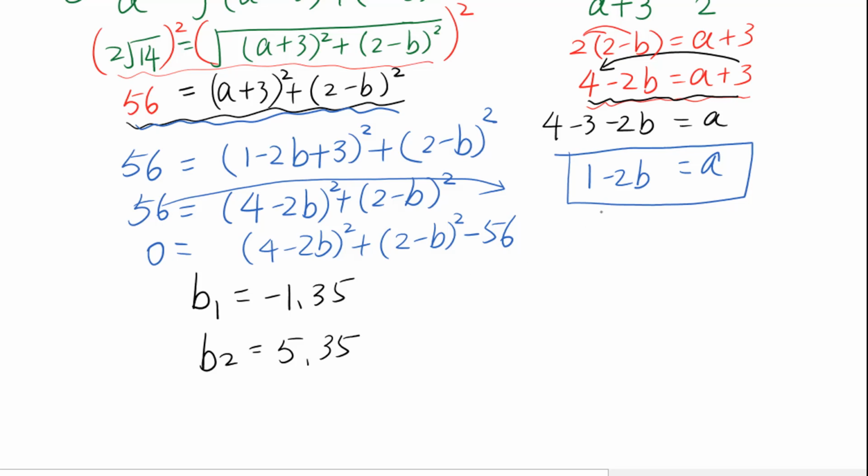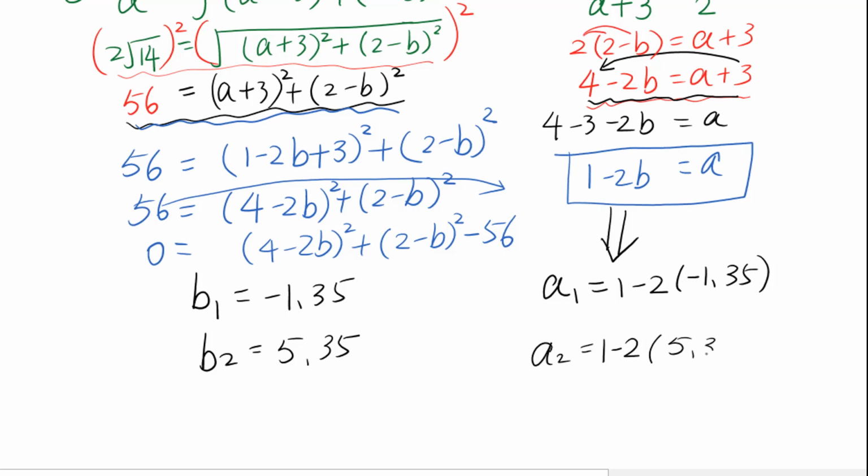Then we plug into this equation to get A1 equals 1 minus 2 times -1.35, and A2 equals 1 minus 2 times 5.35. So you will get 3.7, and this one is negative 9.7.